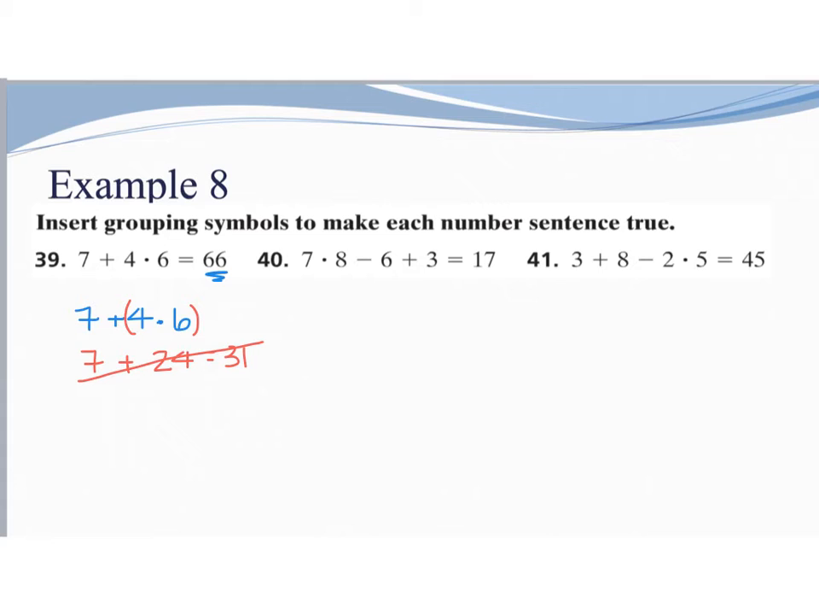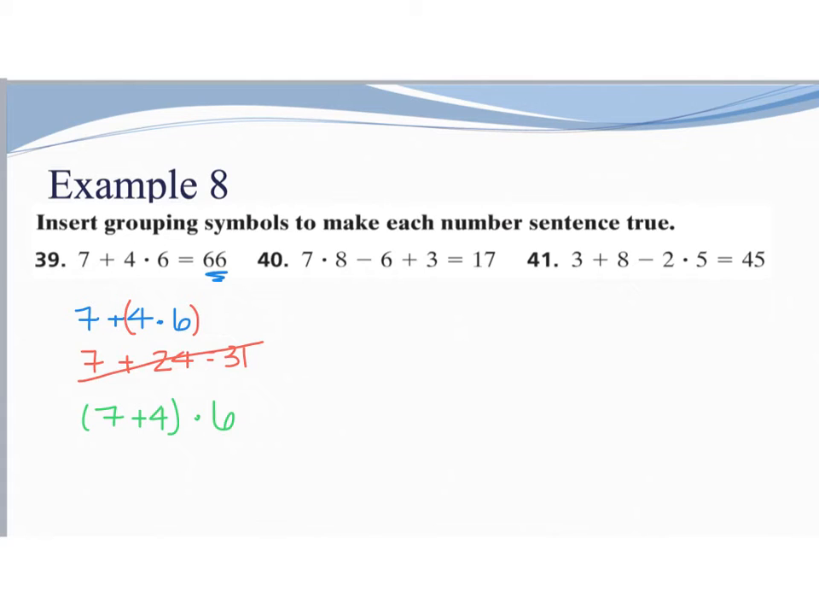I'm probably going to have to put it around the 7 plus 4. So if I go 7 plus 4, and then I multiply that by 6, because you have to keep your operations, like in this case, the addition and multiplication, in the same spot. I'm just moving the parentheses.